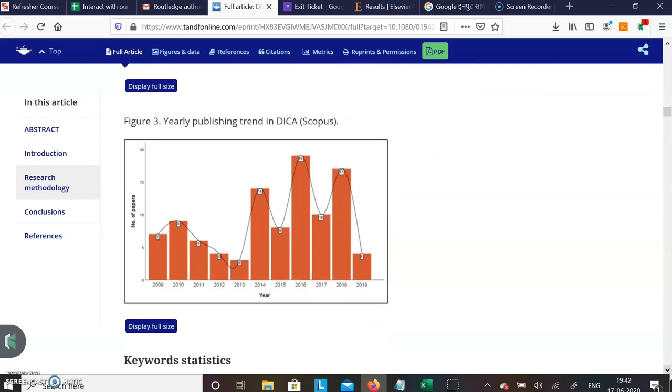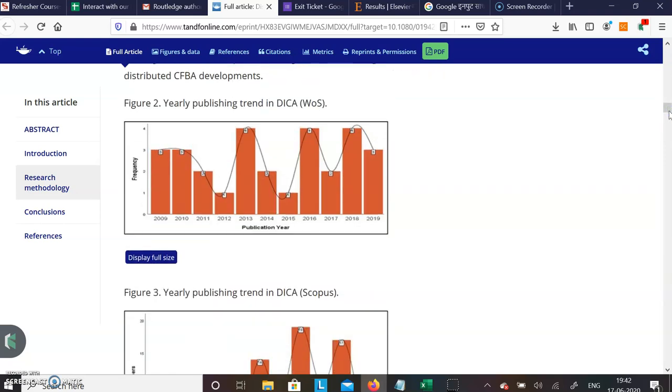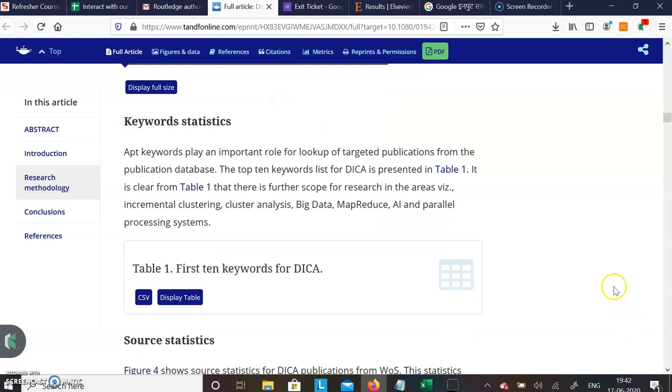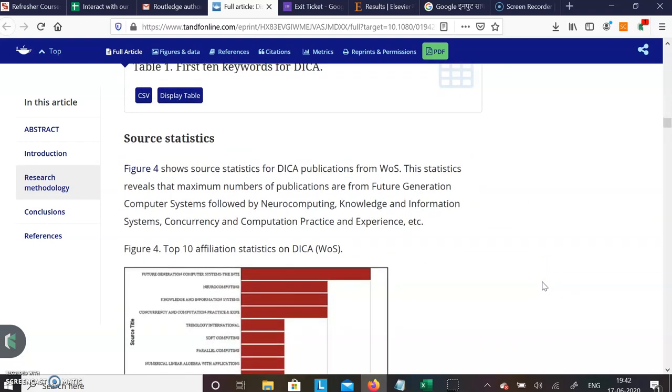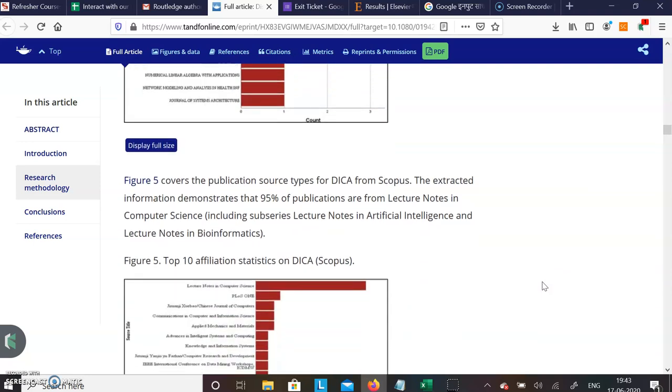Here is the yearly trend of DICA in Scopus, given by figure 3. This is the publication trend in figure 2, shown for Web of Science publications. In table 1, the complete details of the 10 keywords are shown: which keywords are used, and how frequently they were used. Figure 4 shows the affiliation statistics of DICA, retrieved from Web of Science. Affiliation means the top institutes working in the DICA field.